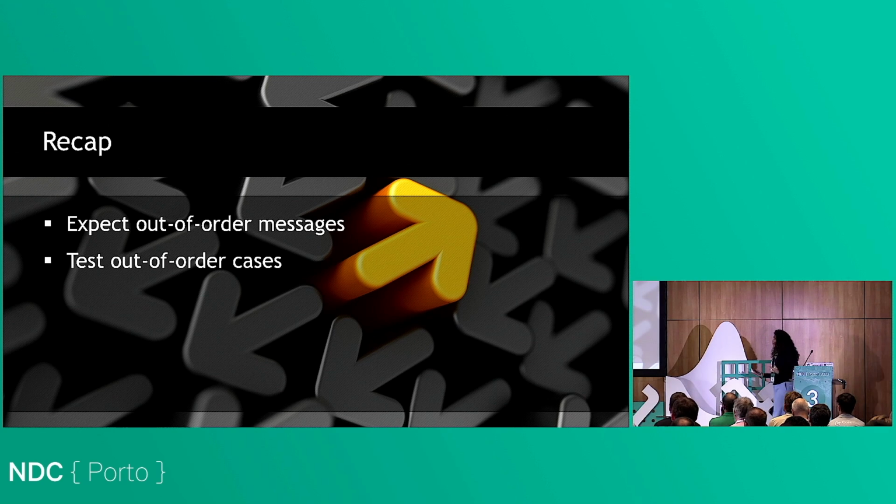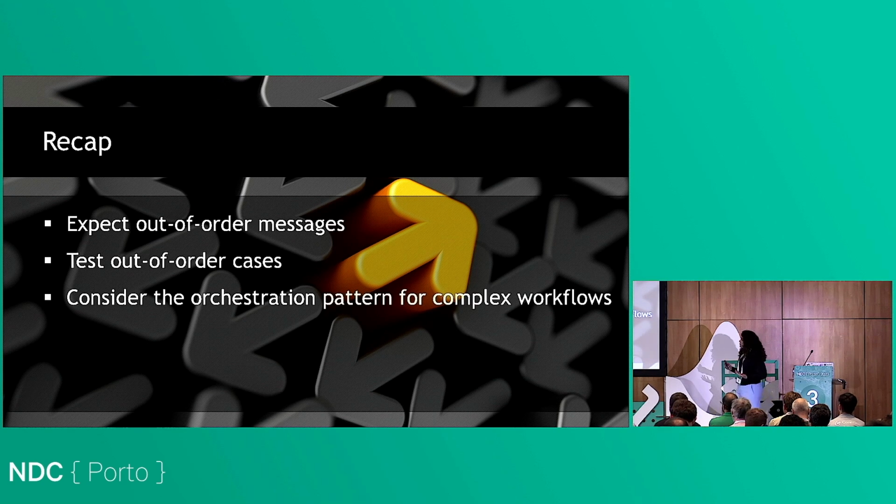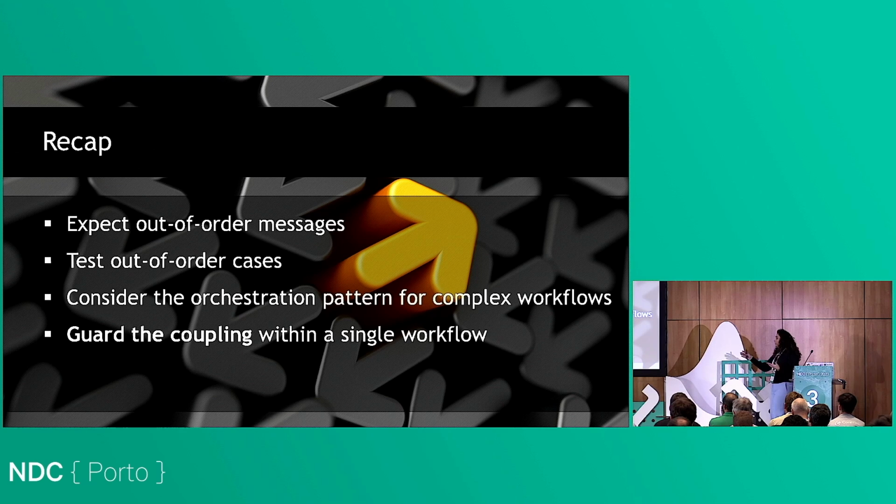Test those out-of-order cases so that you get a sense of how your system would respond if that would happen. And consider how the orchestration pattern can help you manage the more complex workflows that you find in your system. And I haven't really talked about this yet: of course, guarding the coupling is really important. I can't stress it enough.